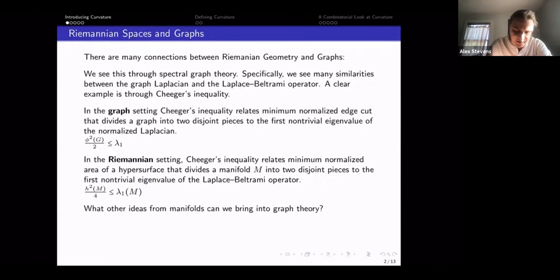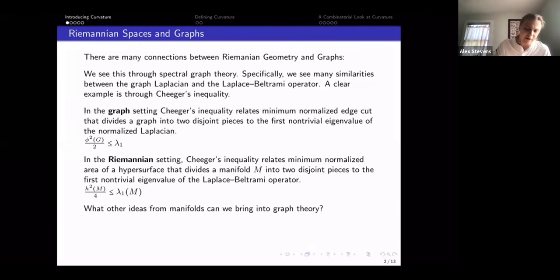So that is the graph setting, and let's see how it looks similar in the Riemannian setting. Cheeger's inequality relates the minimum normalized area of a hypersurface that divides the manifold into two disjoint pieces to the first eigenvalue of the Laplace-Beltrami operator. Even if this doesn't mean anything to you, looking at the similarities in these statements, they really do represent the same sort of thing. So this operator, this Laplacian, is really super handy. That's all we want to get out of this.